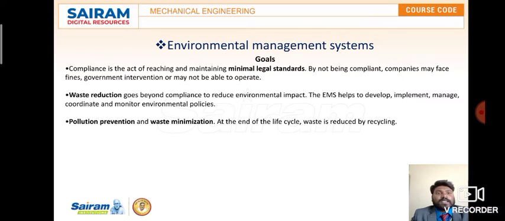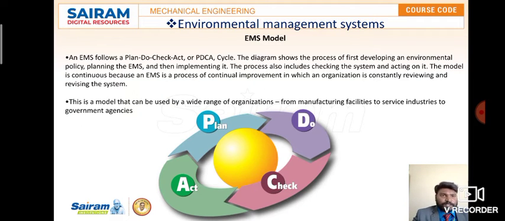Okay, so these are the important goals that we are going to see. And again, the EMS model is going to come up with a particular cycle. In the cycle, we call it a plan, do, check, act cycle. In short form, we can call it the PDCA cycle: plan, do, check, and act.